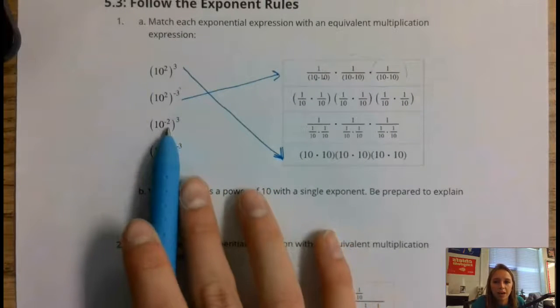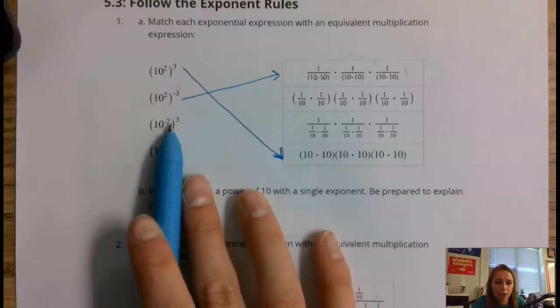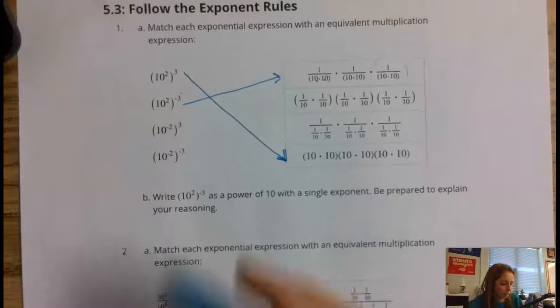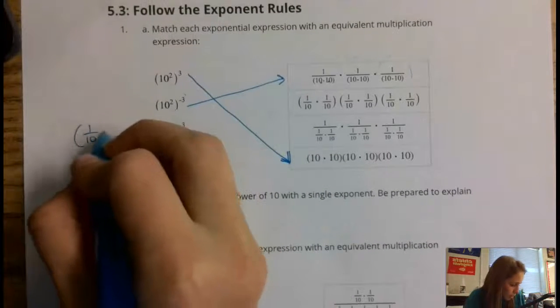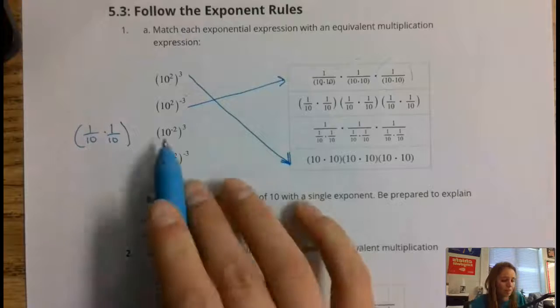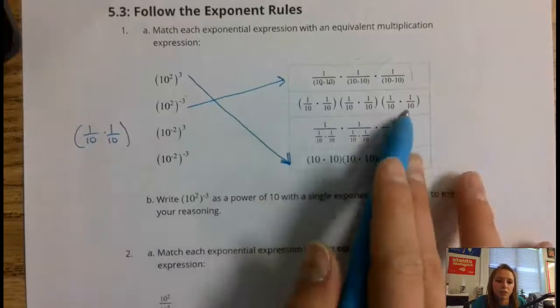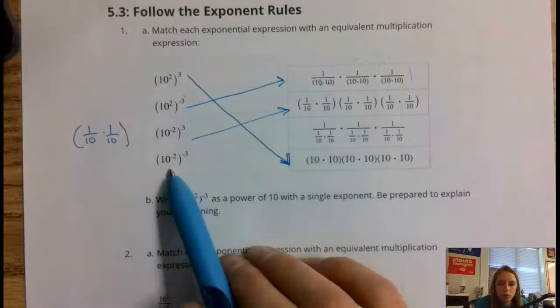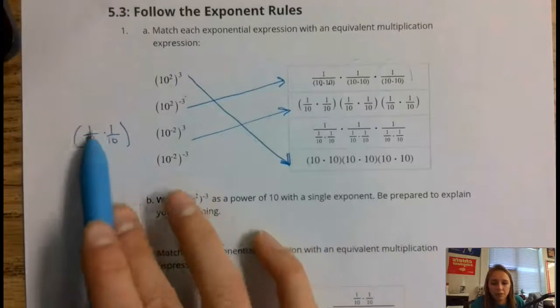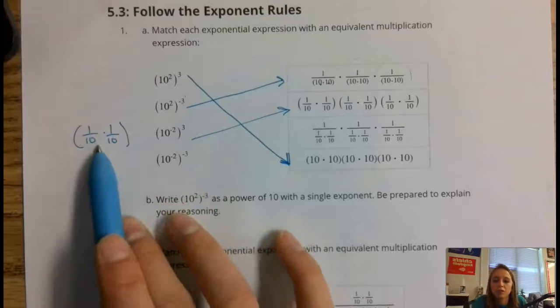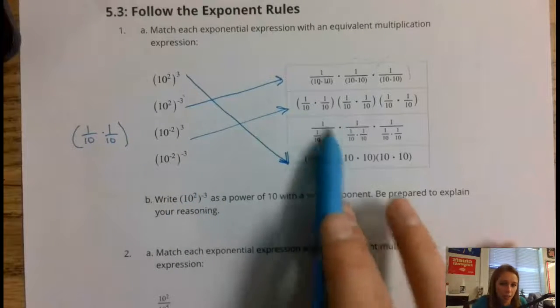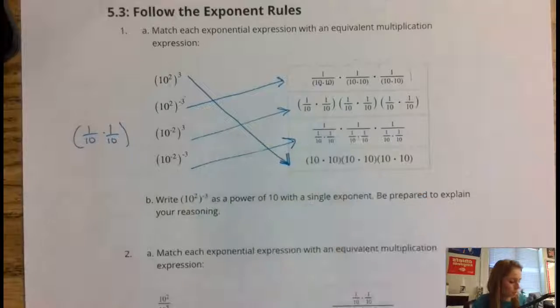Now here we have 10 to the second power. That means we have 10 times itself twice as a fraction. So that would be like 1 over 10 times 1 over 10, and that's going to happen 3 times. Do we see that? Yep, right here. Now this one, we're going to have what we have here, but ultimately it's going to be in the denominator. So we're going to have fractions in the denominator, and that's what that looks like. So that is our match there.